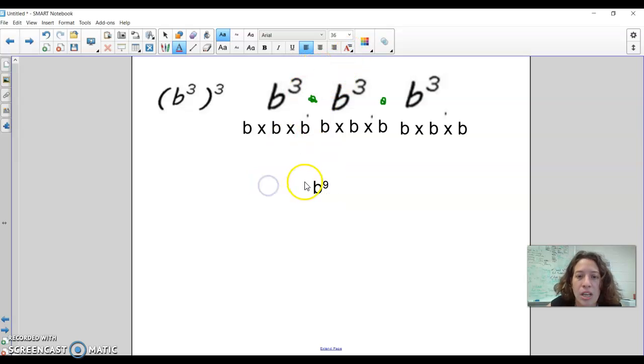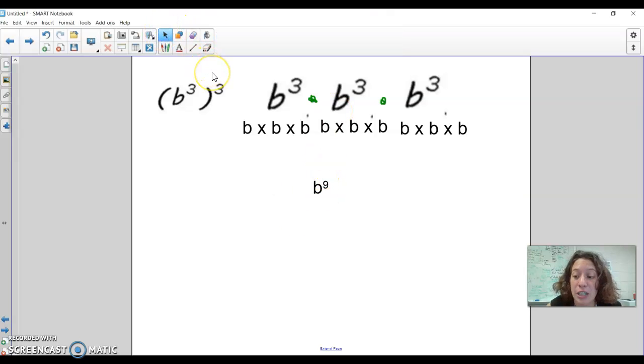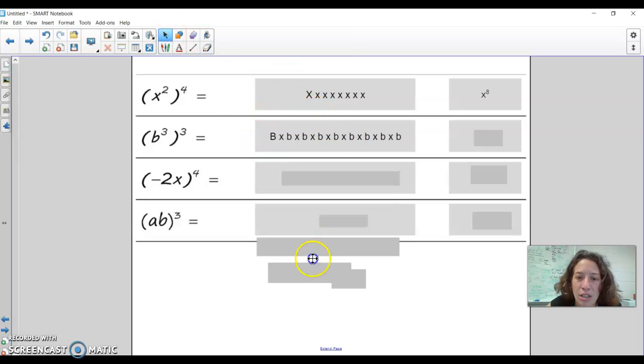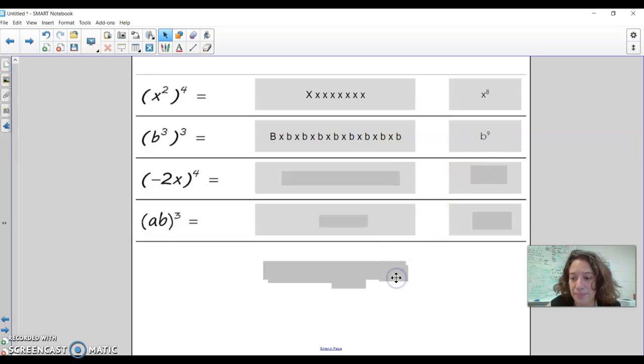Now, that's our answer, but we could have gotten it a lot faster just by using our shortcut. I see an exponent outside parentheses. I'm going to multiply, distribute, just like we did in 7th grade, to all the other exponents. So 3 times 3 gives me 9. So let's go back to our work and make sure we get it correct. We're going to write out all of our B's. There's 9 of them. Be careful. Then we're going to write our final answer, B to the 9th.